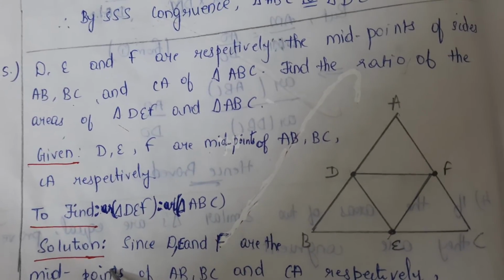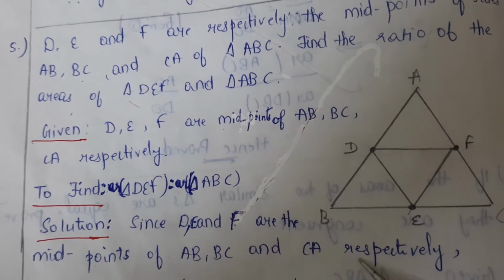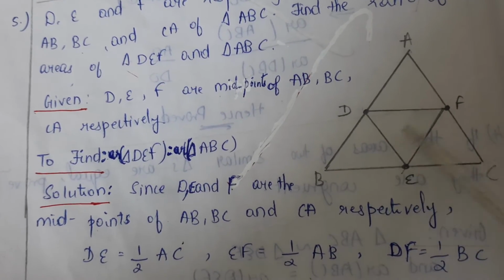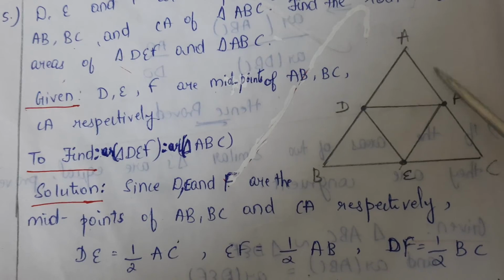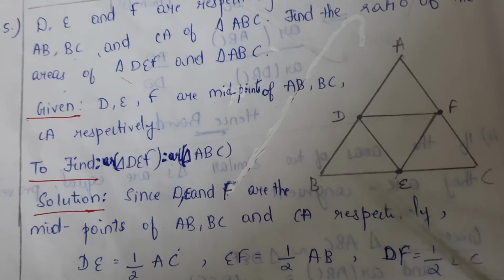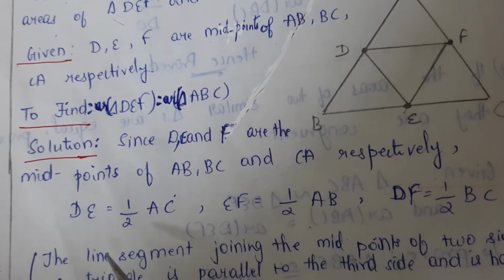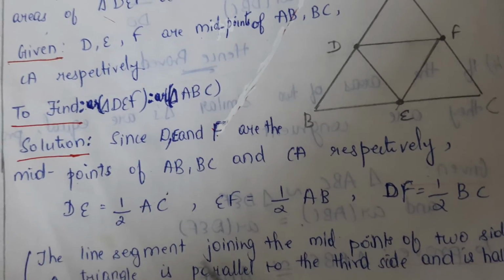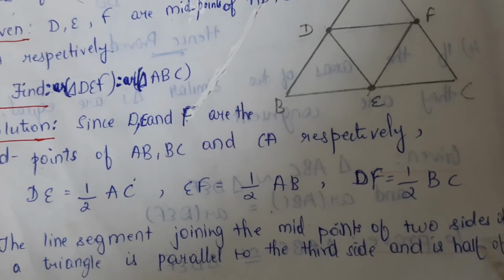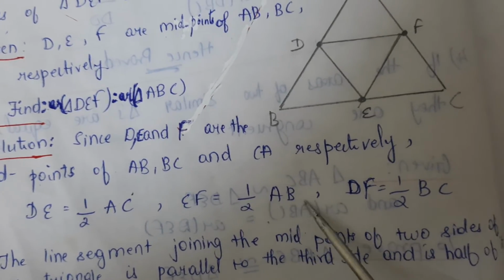So now the solution. Since D, E and F are the midpoints of AB, BC and CA respectively, by the midpoint theorem we know that DE is equal to half of AC, EF is equal to half of AB and DF is equal to half of BC. Because the midpoint theorem states that the line segment joining the midpoints of two sides of a triangle is parallel to the third side and is half of it. So by midpoint theorem we get this result.